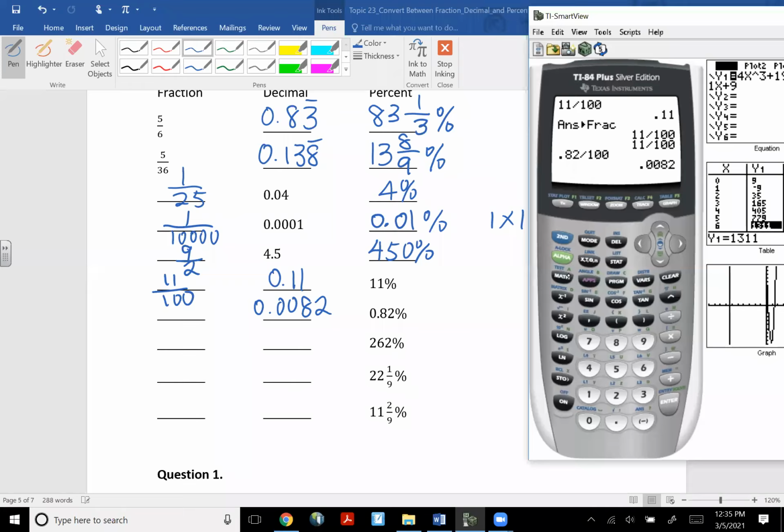All right, convert that into a fraction. 41 over 5,000.